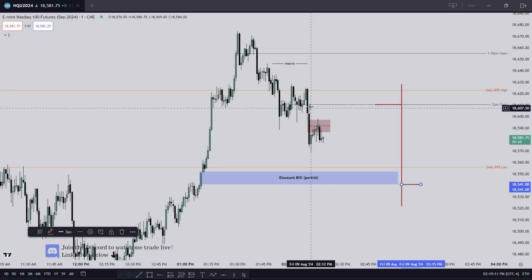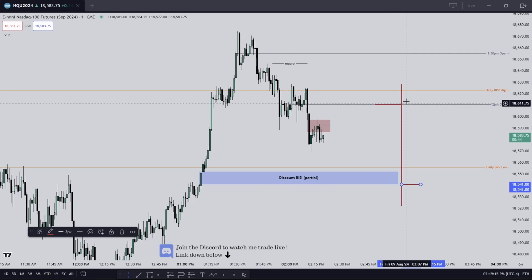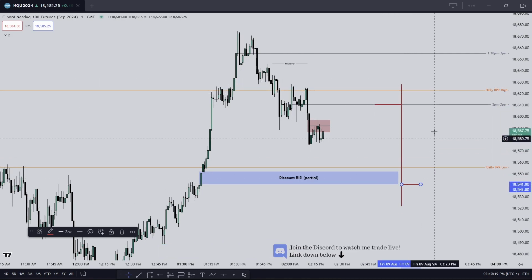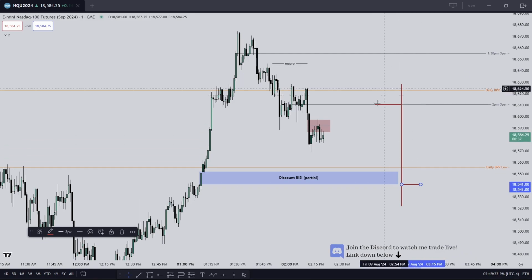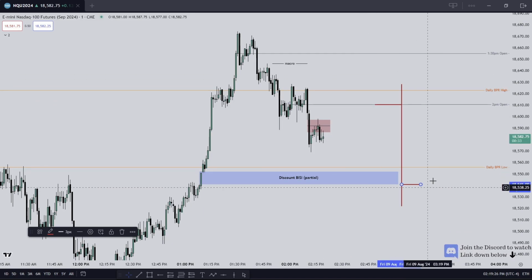We break down, breakaway gap. Again, I'm looking for this discount fair value gap down here. And in my mind, I'm watching to see if we can frame this power of 3 in this hour between 2 o'clock and 3 o'clock. So I'm looking for this setup to form.